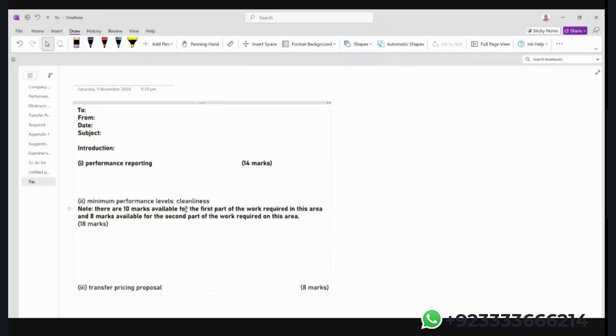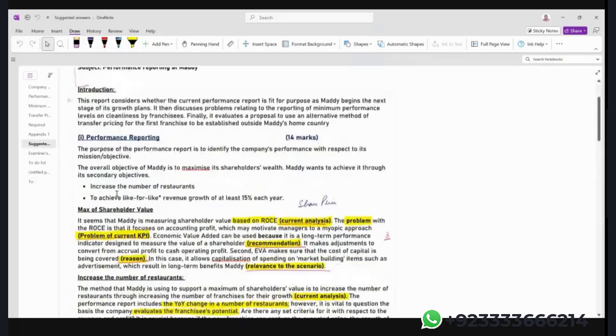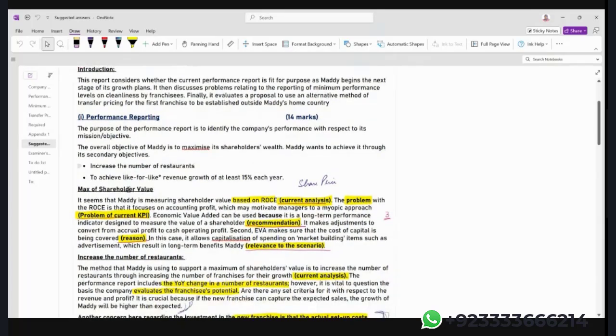Performance reporting, and then we have identified that, look, these are the objectives and overall objectives. I missed that part. You should also write the quality of service, thus quality of service, and there are other things you can mention here.